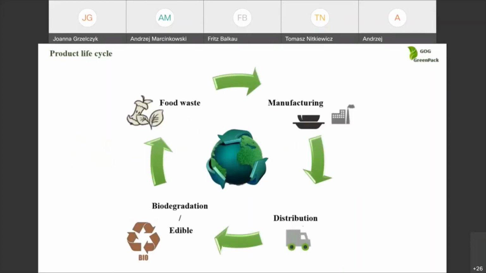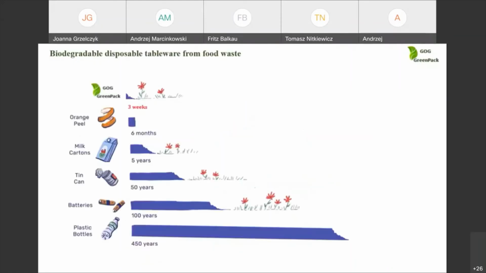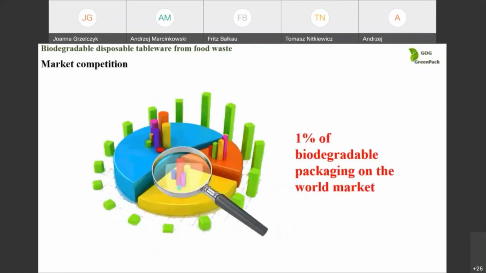In the product life cycle, the food processing industry produces a large volume of food waste. The first step is to obtain plant waste. Then the waste is made into packaging and dishes, followed by distribution, and the last important stage of the life cycle is the use of the product. The product can be eaten, or at the same time, such packaging has an additional advantage, which is quick biodegradation. The world market has only 1% biodegradable packaging. This is really important because there is still a high demand for such products.